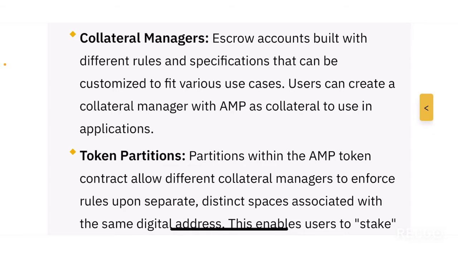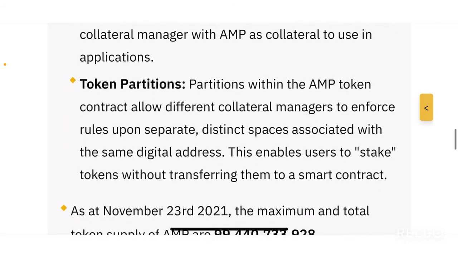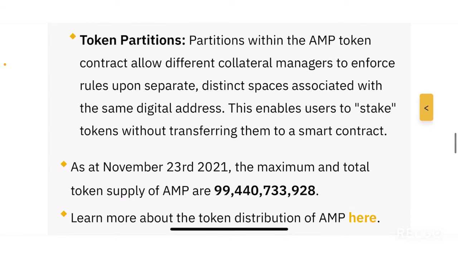So that's one of the second main components of the AMP ecosystem. The third main component is token partitions. So again, partitions within the AMP token contract allow different collateral managers to enforce rules upon separate distinct spaces associated with the same digital addresses. This enables users to stake tokens without transferring them to a smart contract.